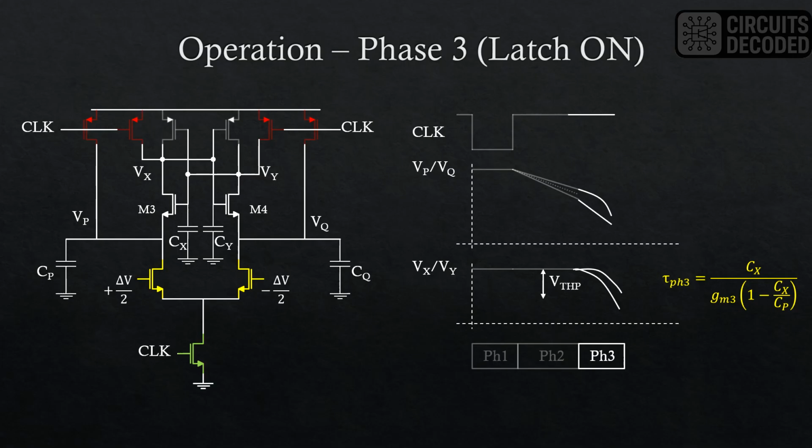Although the rate is not high, the node voltages Vx and Vy don't take long to discharge by an amount equal to VTHP, which is the threshold voltage of the PMOS transistors. At this point, the PMOS transistors begin to conduct, and it marks the end of this phase.